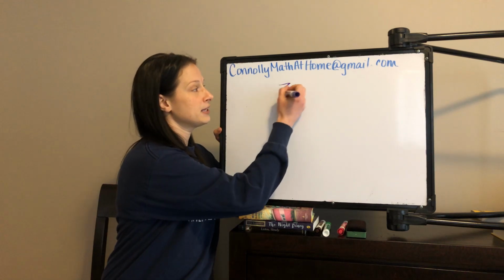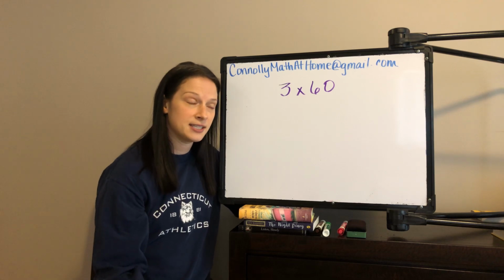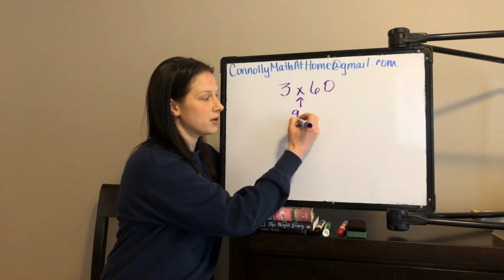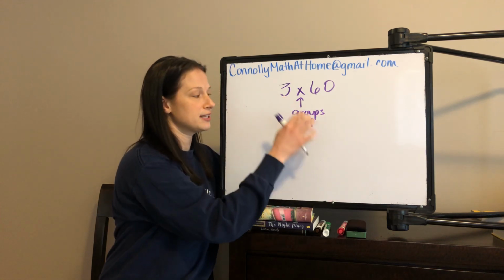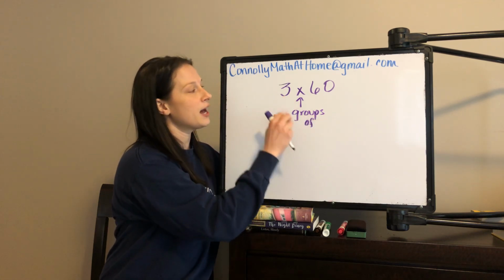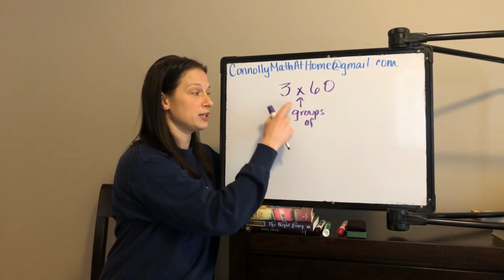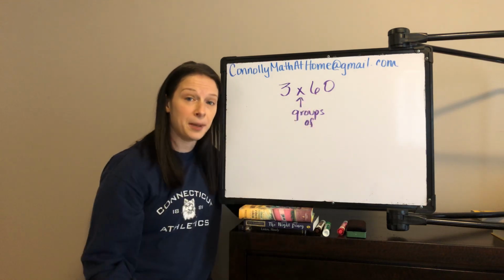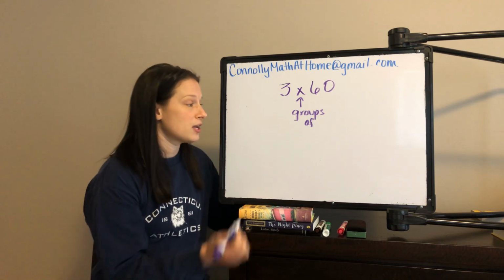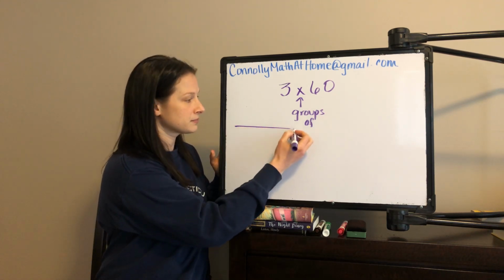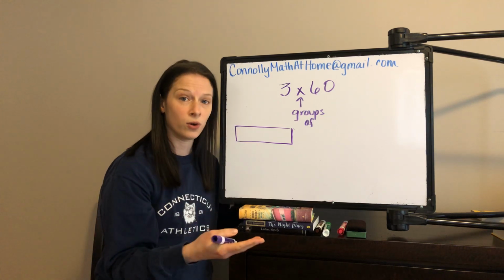As a reminder, if we are doing something like 3 times 60, this multiplication symbol stands for groups of. We can read this as 3 times 60, or we can read this as 3 groups of 60. Yesterday we used what we call a fraction bar representation, and we drew a long rectangular bar to represent one whole.